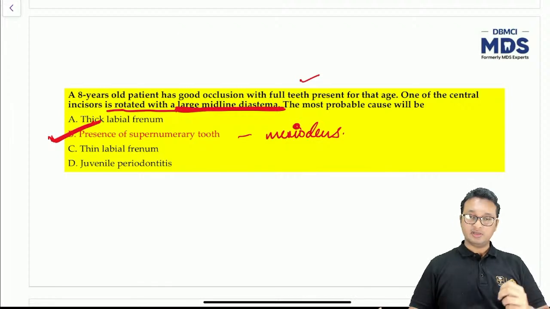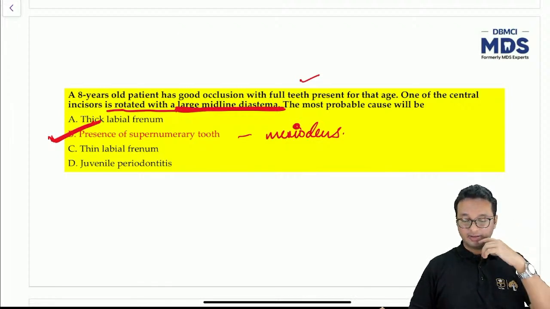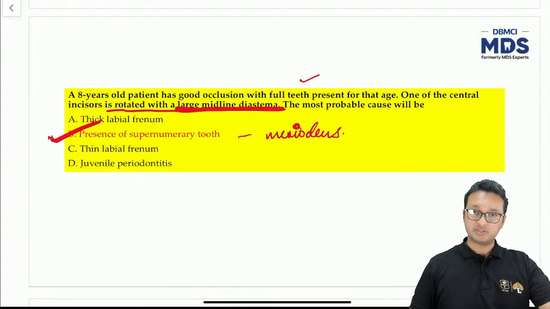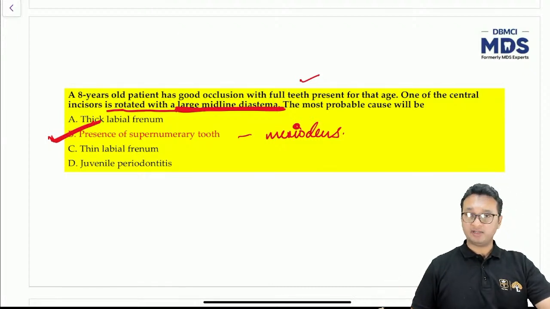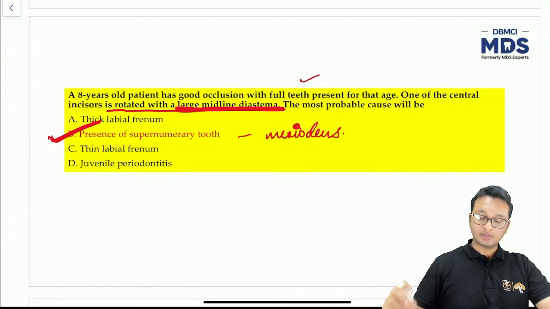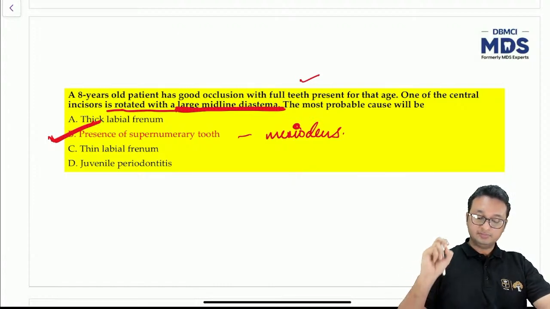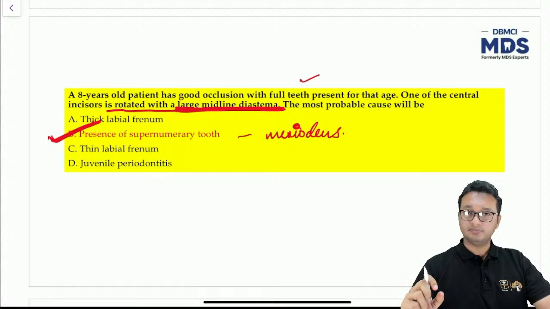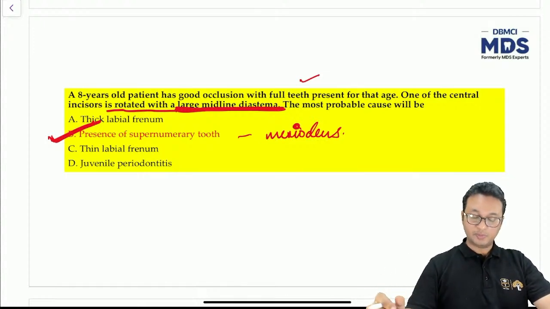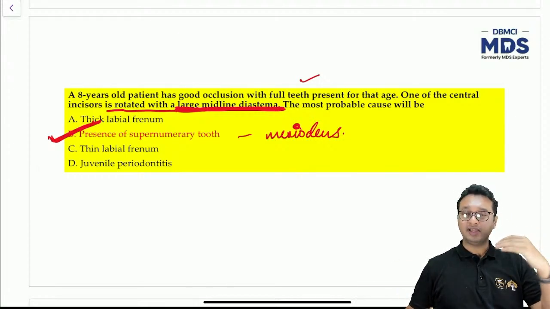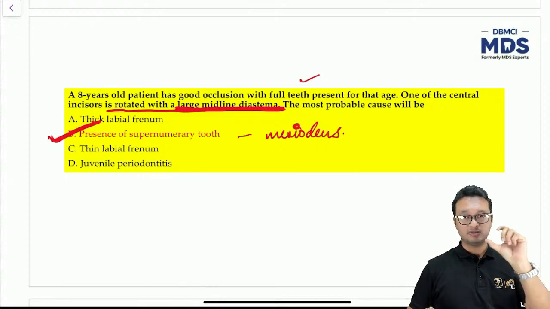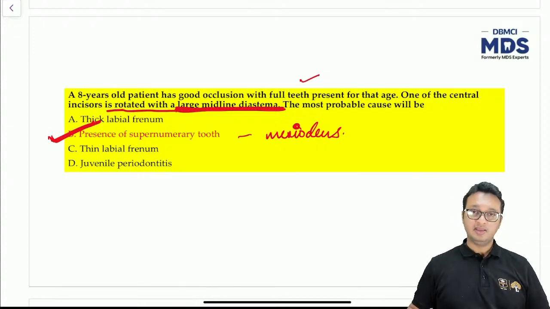Okay, so rather than simply jumping to the conclusion, what conclusion? That a large midline diastema will require frenectomy. That is not so. You have to look at the clinical scenario presented to you. Again, you have to visualize and then answer. So presence of a supernumerary tooth, that is mesiodens, in most likelihood is going to prevent the eruption of the tooth, or it can lead to certain rotation of the central incisor in most of the cases.